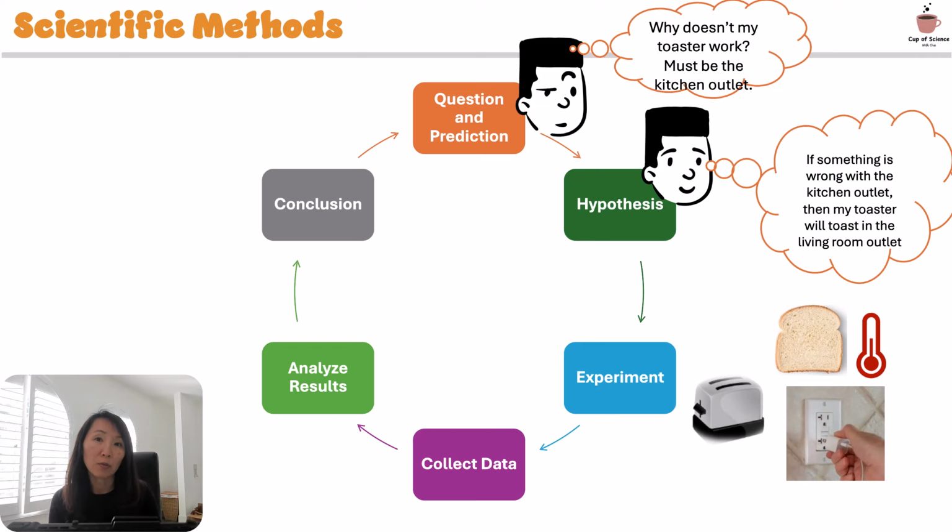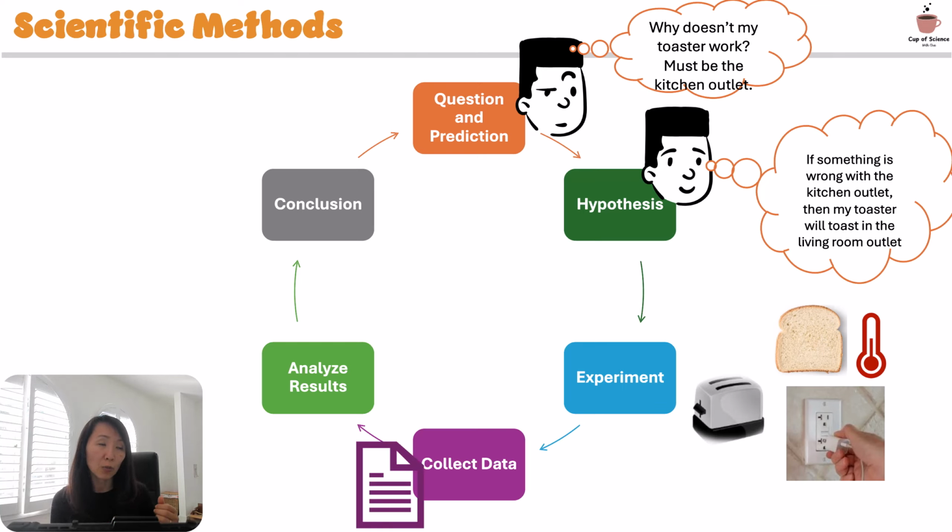You test it on the living room outlet. Maybe you do it in the bathroom outlet. You do a bunch of outlets to really test that nothing's wrong with the toaster, but it's the outlet in the kitchen that was the issue. Then you start collecting data.